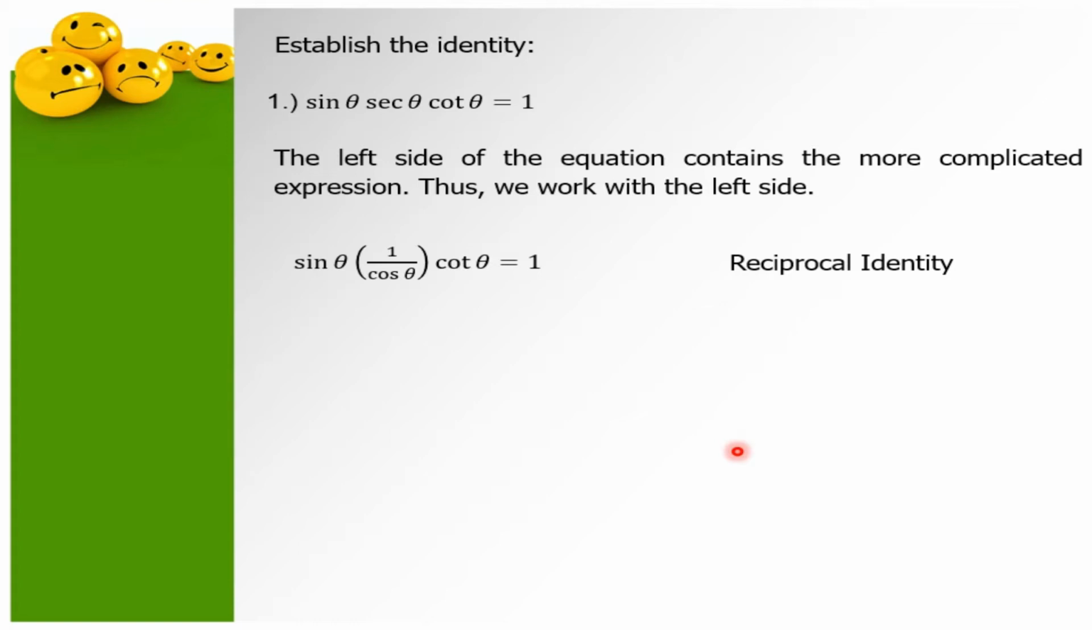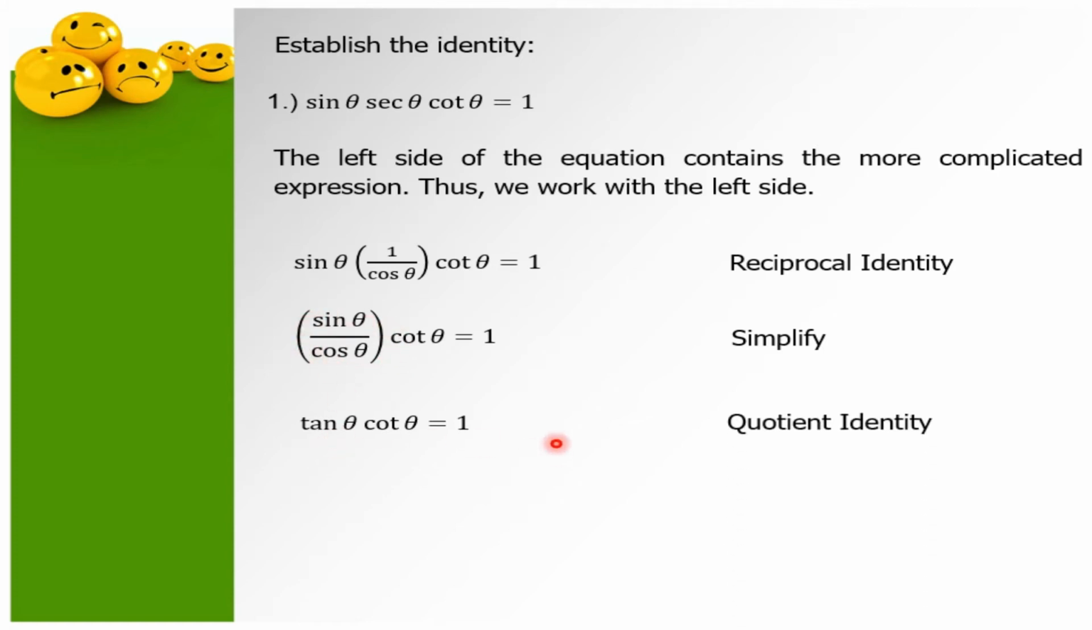Okay? So, next, we're going to multiply sine theta times 1 over cosine theta. So, we have here sine theta times 1, that is sine theta. So, understood na may 1 na dito sa denominator ng sine theta. So, 1 times cosine theta, that is cosine theta. So, we have here sine theta over cosine theta times cotangent theta equals 1. Now, simplify lang po natin yan. Then, we're going to convert this expression into tangent theta by using the quotient identity.